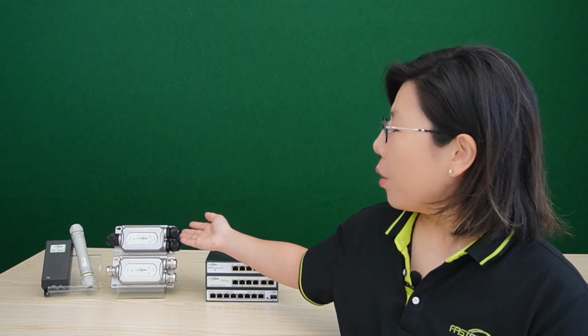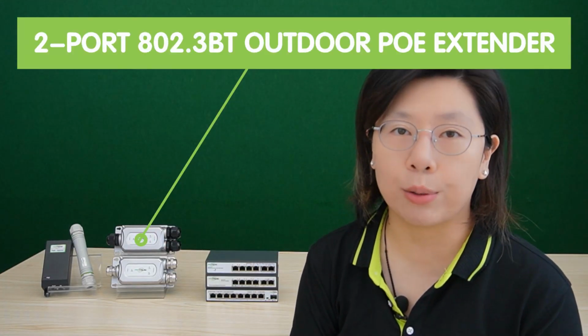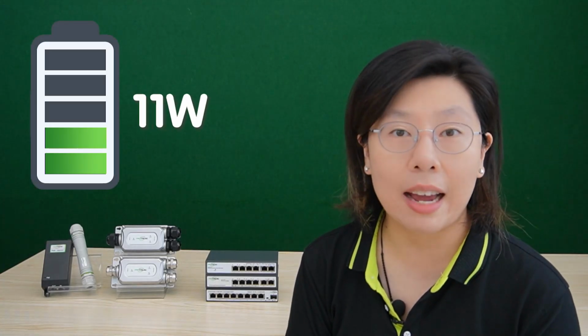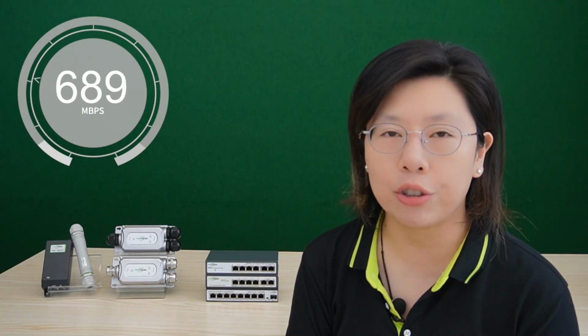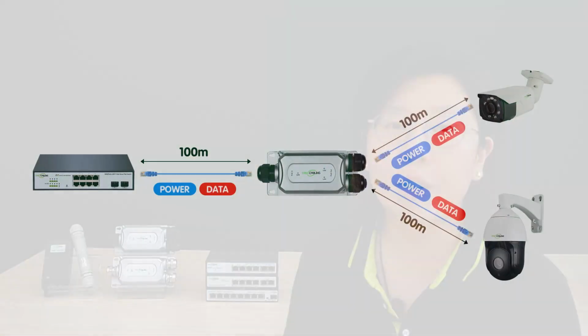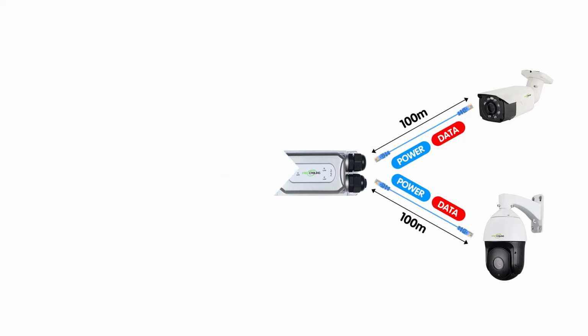Next, we have our 2-port 802.3 BT outdoor PoE extender. It allows one PoE in and two PoE outs to reach IP cameras or other devices beyond 100 meters with gigabit Ethernet, and a 30 watts high power and 1000 megabit per second gigabit transmission is available. Only one PoE cable is needed for supporting two remote IP devices.